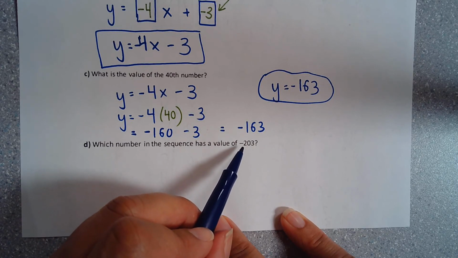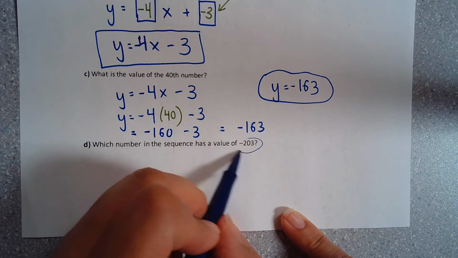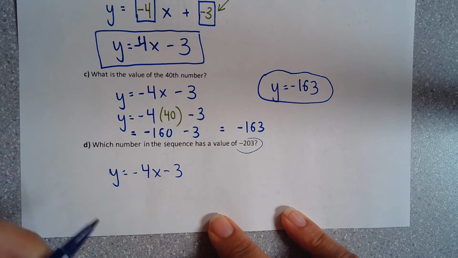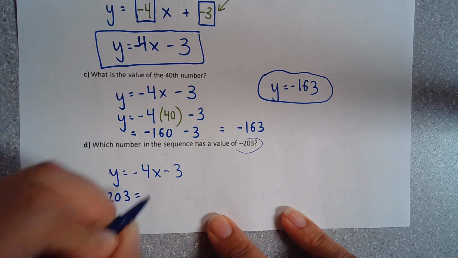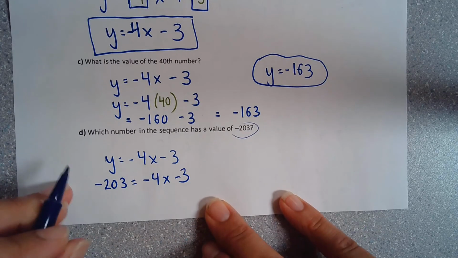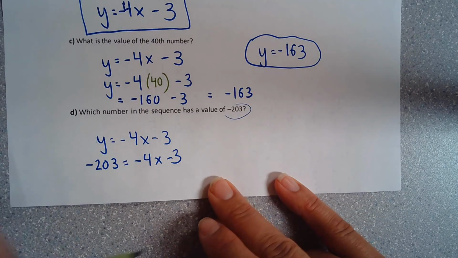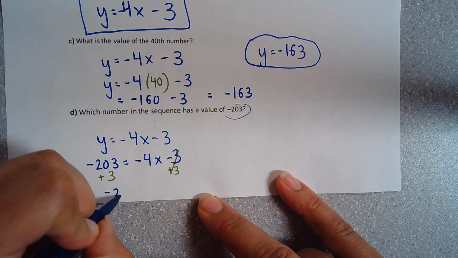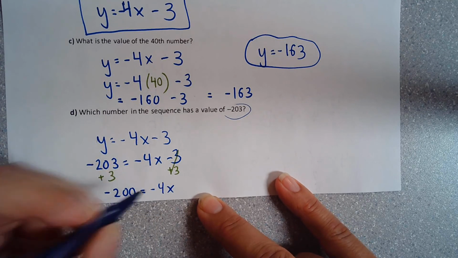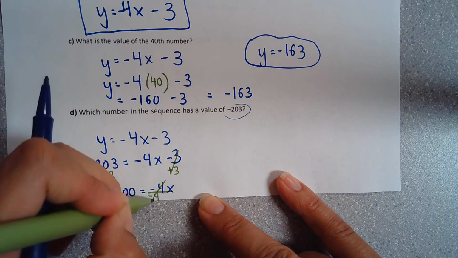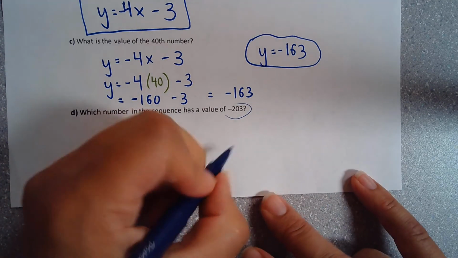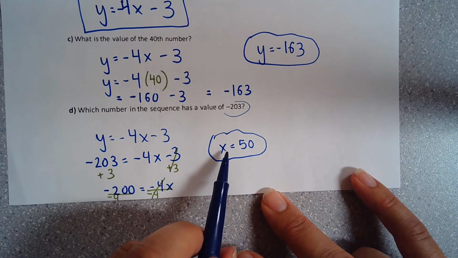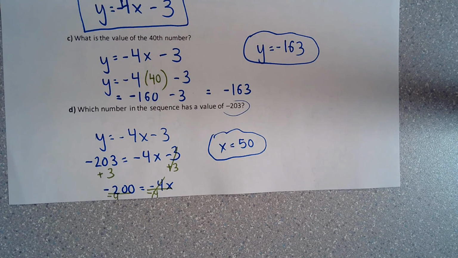And then last question here, part D, which number in the sequence has a value of -203? So now we're looking for the x value. This is what we plug in for y. So we plug in -203 for y. And we need to solve for x. So we add 3 to both sides so that we have -200 equals -4x, and then divide both sides by -4, and x equals 50. So the 50th number has a value of -203.